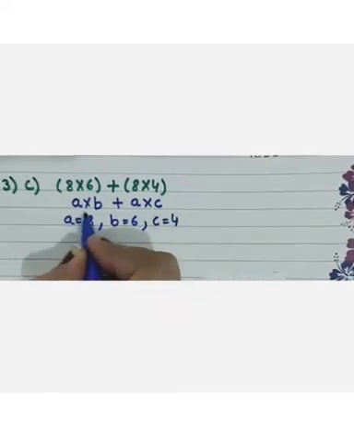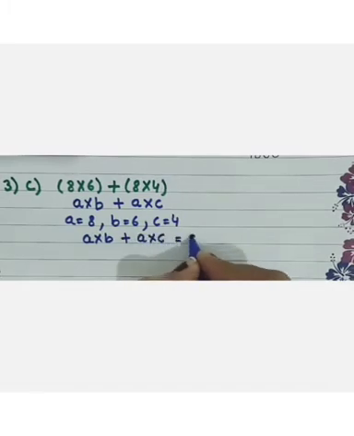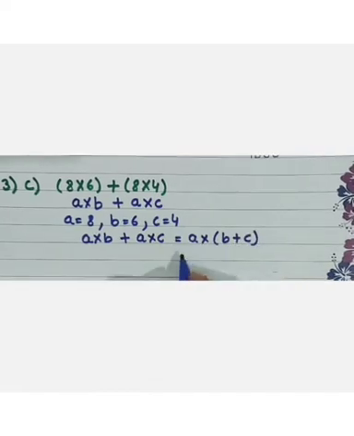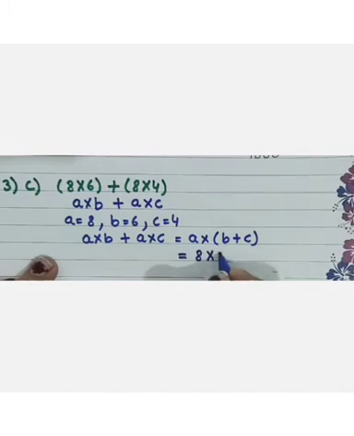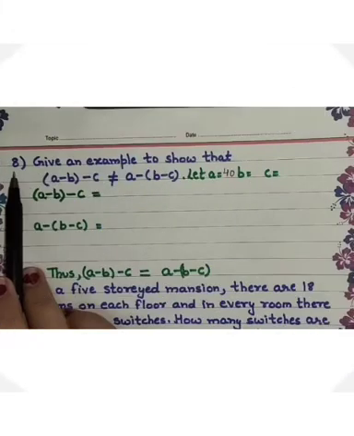Now, according to distributive property, A multiply B plus A multiply C is equal to A multiply (B plus C). So, in place of A, we will put 8 multiply, in place of B, we will write 6, and in place of C, we will write 4. According to BODMAS rule, first of all, we will solve bracket. In bracket 6 plus 4, we get 10. Now, multiply 8 by 10, we get 80. It is the answer.